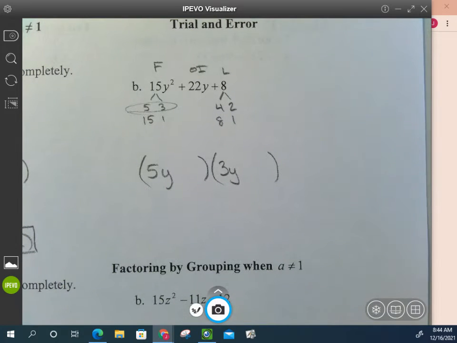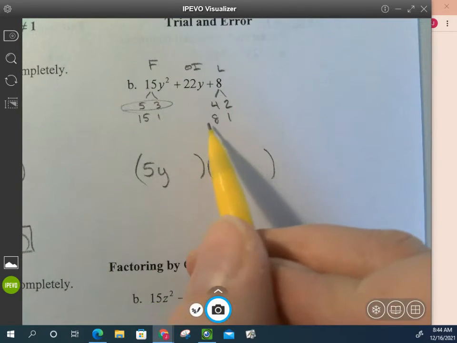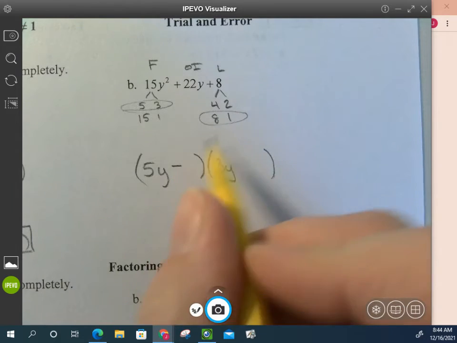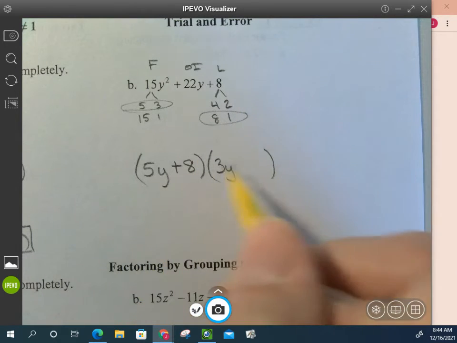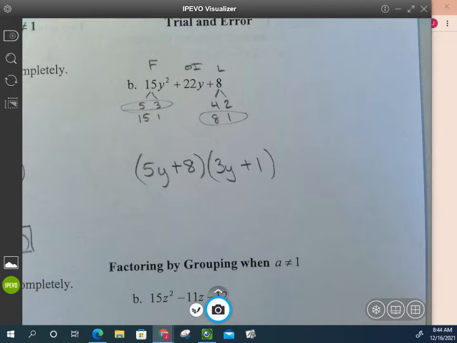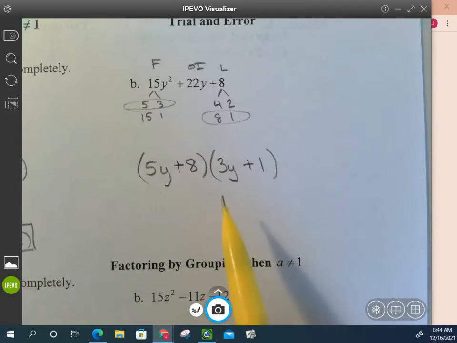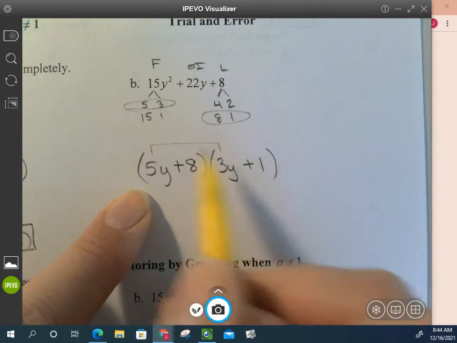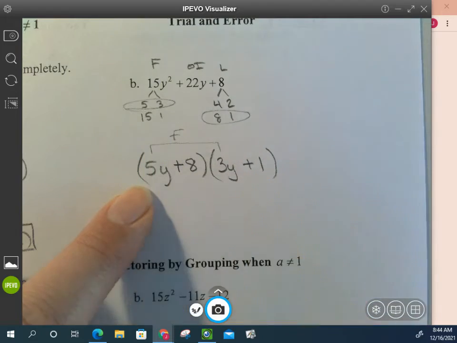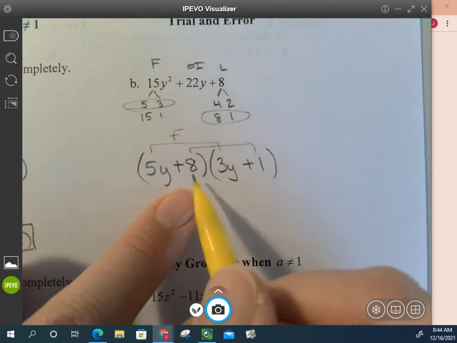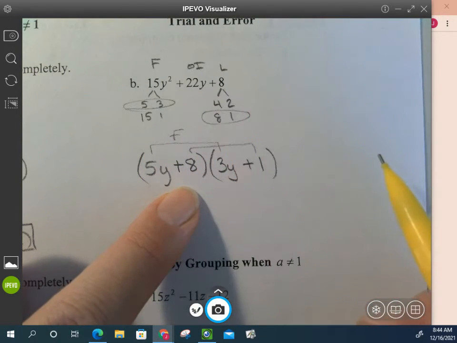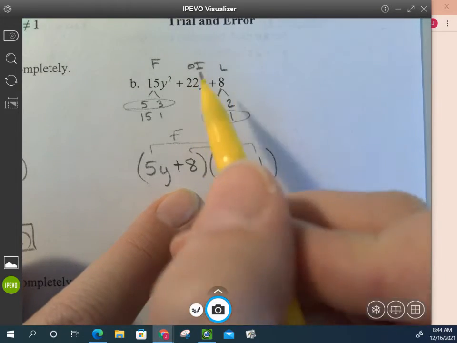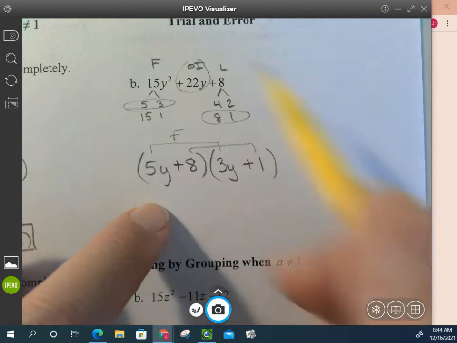Now, the next that I'm picking, I'm going to go ahead and pick 8 and 1 because I want to show you. Normally, I just go in order. So a positive 8 and a positive 1. I'm going to put those in there. When I go to check, your first is good. We know it's 15y squared. Your last, 8 times 1, is 8. The question is, did you get that right combination for the middle?